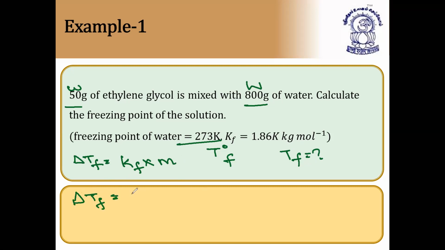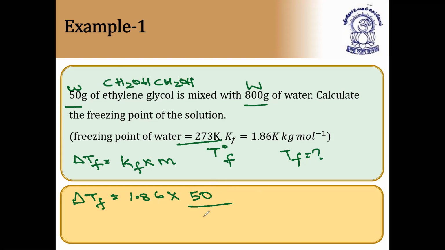Kf value is given, how much? 1.86 into m value, that is weight of solute, 50, by molecular weight of solute, ethylene glycol, CH2OH, CH2OH. Writing the formula, CH2OH and CH2OH. It is called ethylene glycol because of 2 carbons. And 2 carbons means 24, and 6 hydrogens, 30, and 2 oxygens, 32. So 62 is the molecular weight of ethylene glycol.